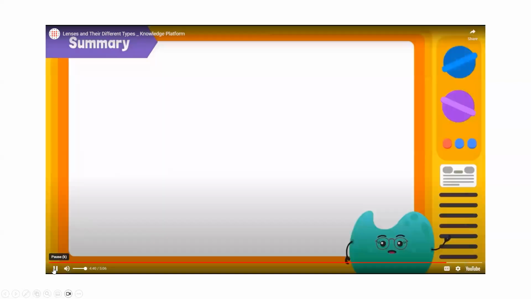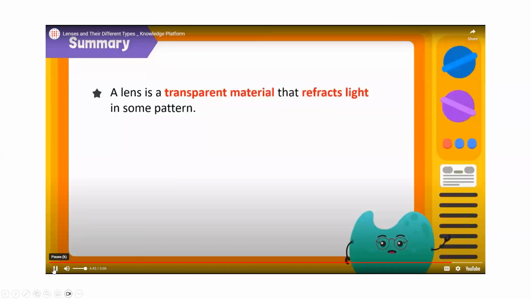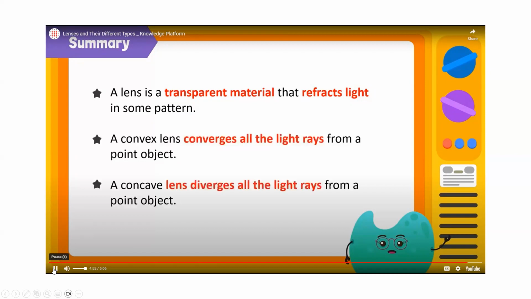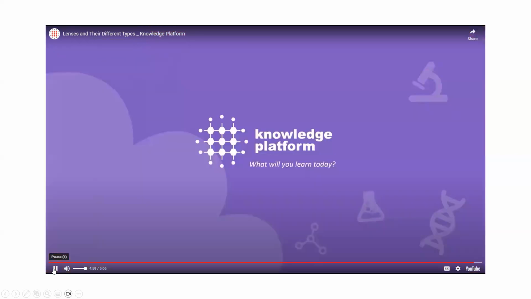Let's summarize what we have learned in this video. A lens is a transparent material that refracts light in some pattern. A convex lens converges all the light rays from a point object. And a concave lens diverges all the light rays from a point object.